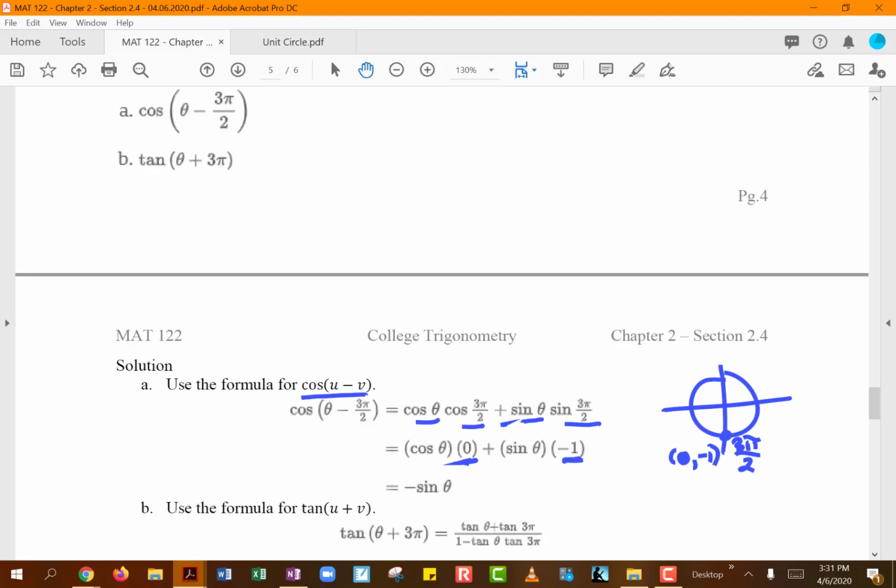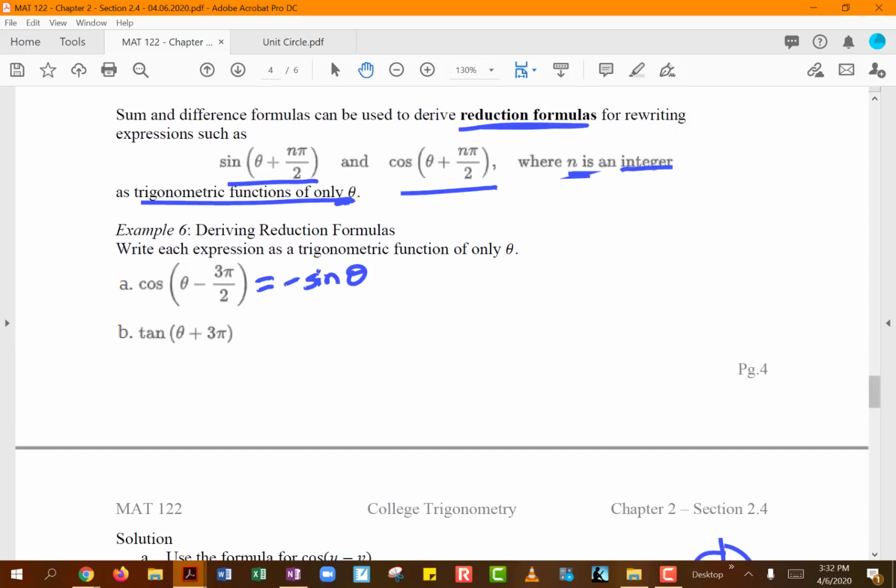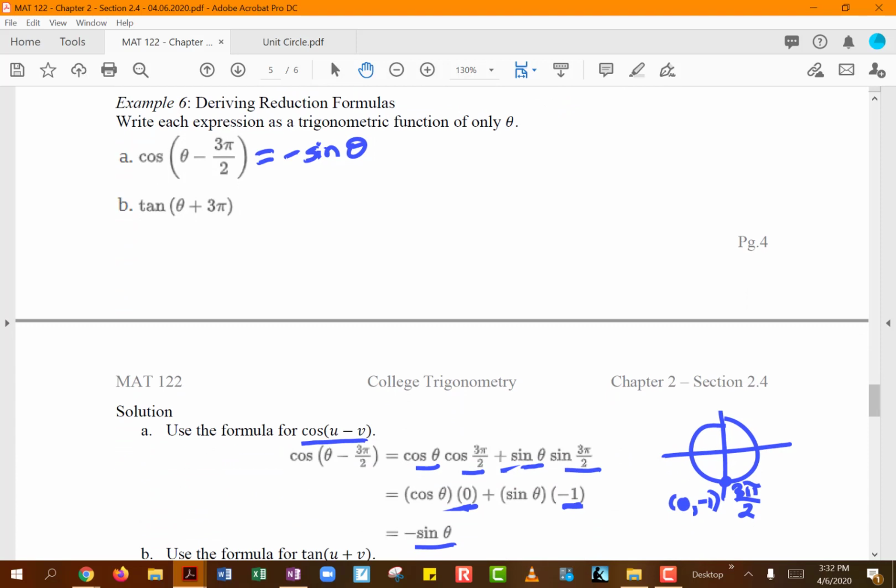So cosine times 0 will become 0, and you're left behind with negative sine of theta. So you can basically say that this guy is going to be the same as negative sine of theta, but now you're not writing this big expression, right? You can just write it as a single trigonometric function with theta on it.